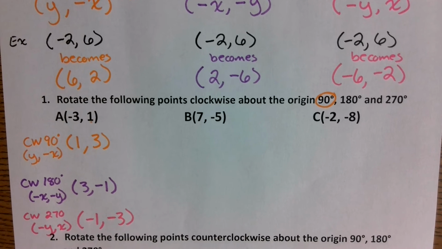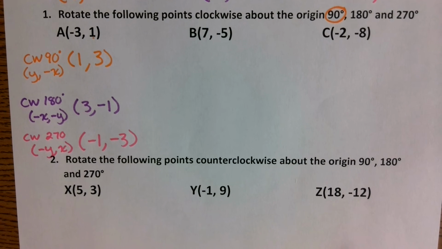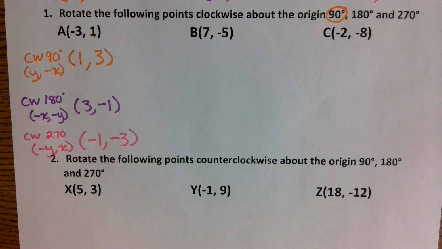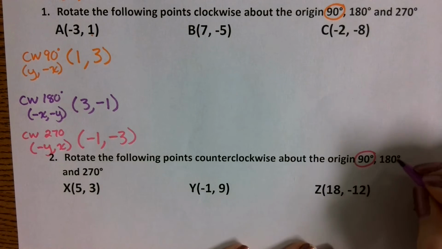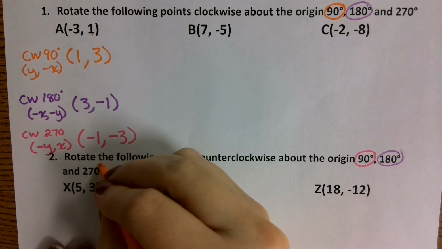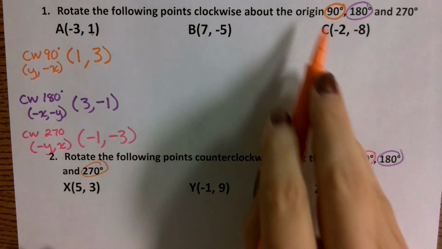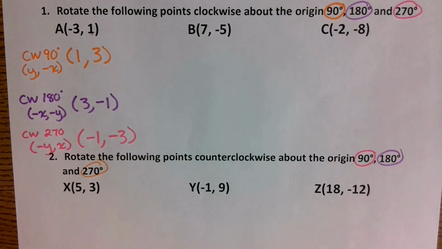I want you guys to try, well, hold on, let me do the X for the counterclockwise. So remember, these are different. These are reversed. If it's counterclockwise, 90 degrees is right here. The 180 still stays the same. And then 270 is kind of like what 90 was.